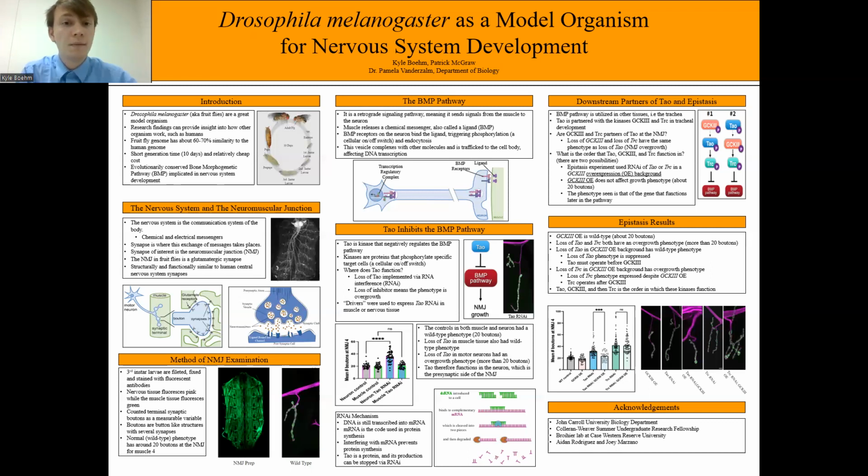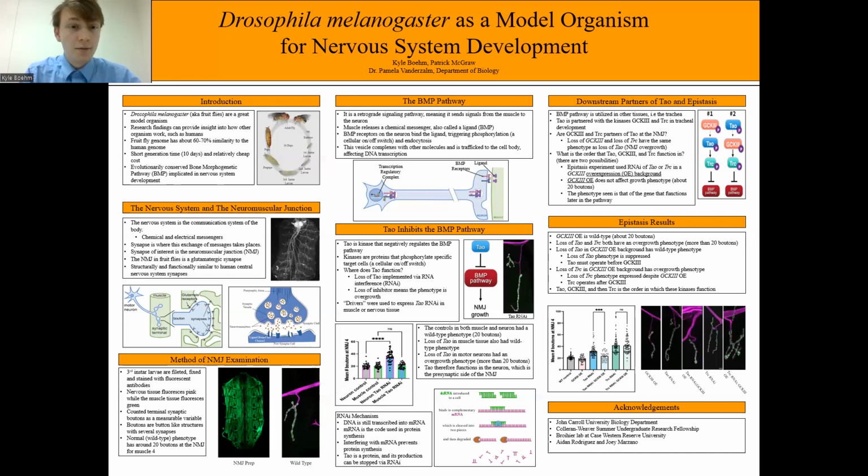So we found that the protein kinase tau inhibits this BMP pathway, and a kinase is just something that phosphorylates things, which is a cellular on-off switch. So by removing an inhibitor, we'll see an overgrowth phenotype, which we can see with more boutons. So we'll have bouton counts over 20. Now, we have to see if it functions in the muscle or the neuron. So we used RNAi, and this essentially just degrades mRNA and it prevents the protein from being made. So that's how we accomplish loss of tau.